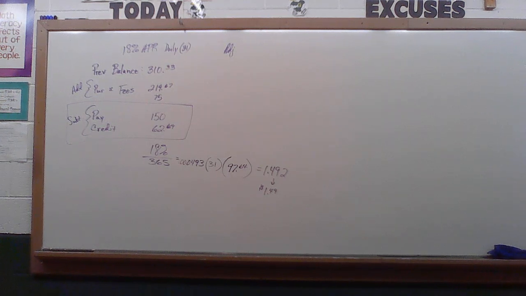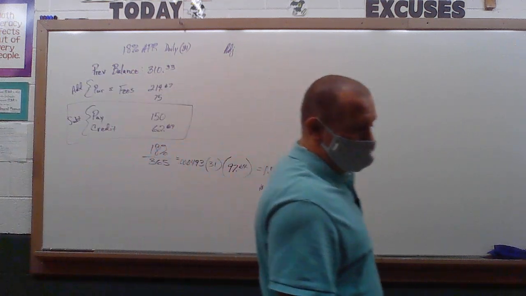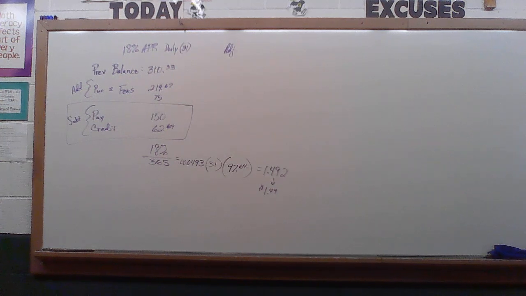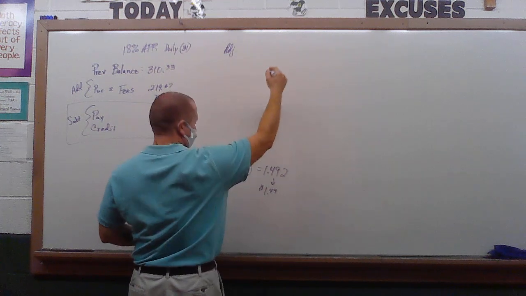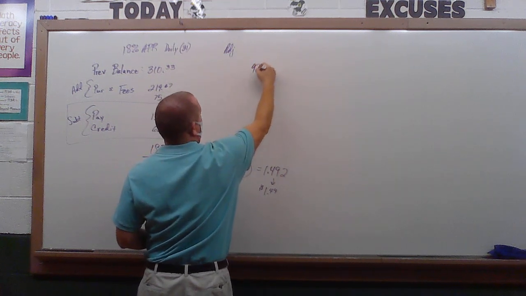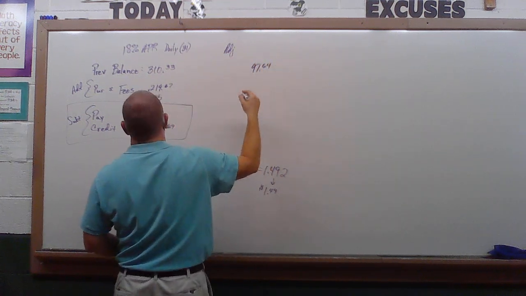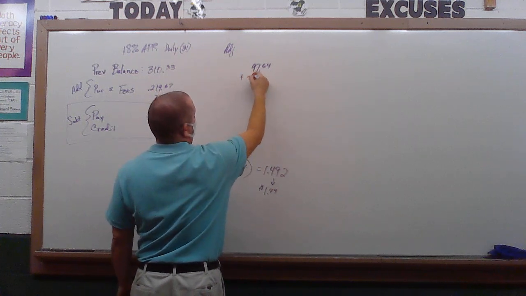97.64 plus $1.49 plus 219.67 plus 75 for a grand total of, and this would be called my what? My new balance, right? So we don't do anything with the purchases and fees until the very end. Yes, to the very end in this method.